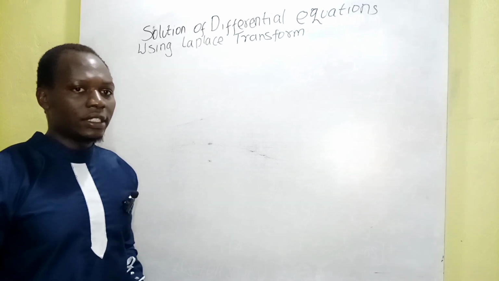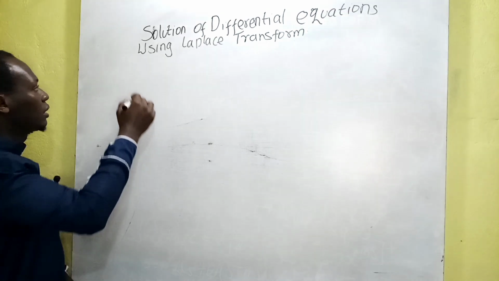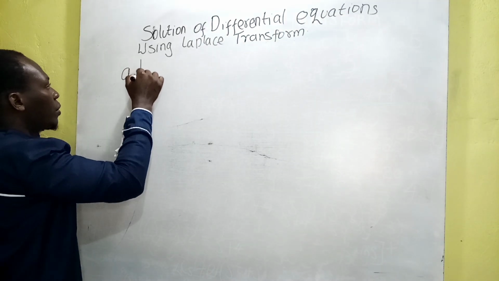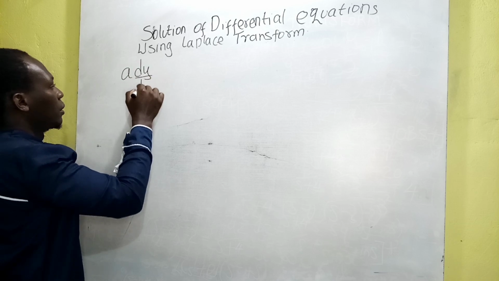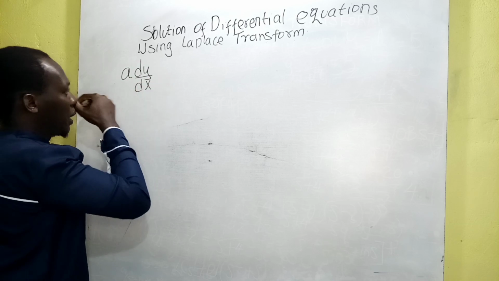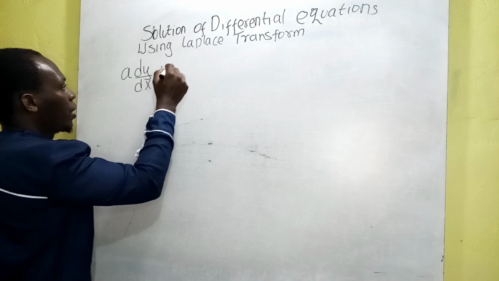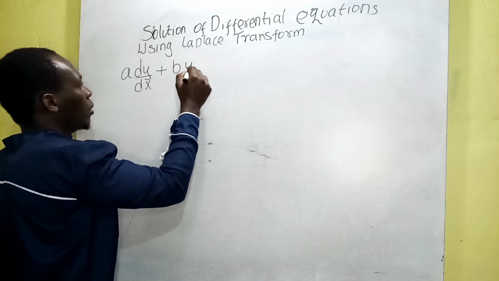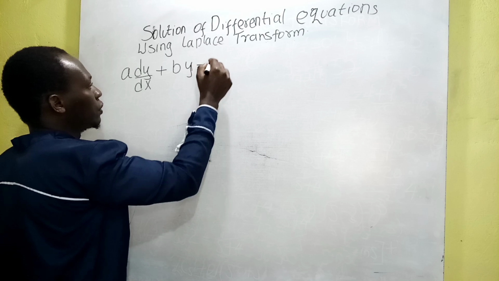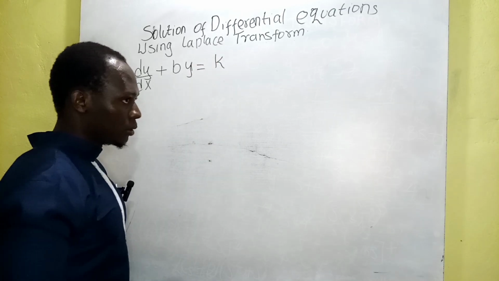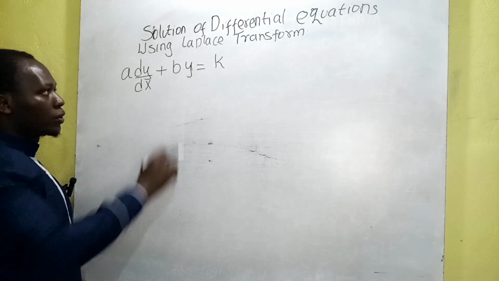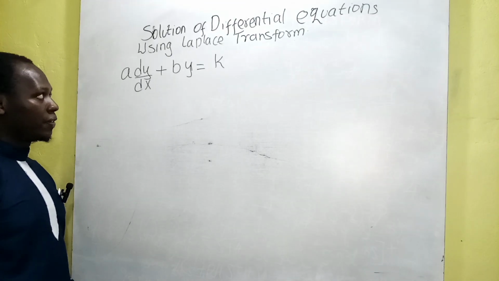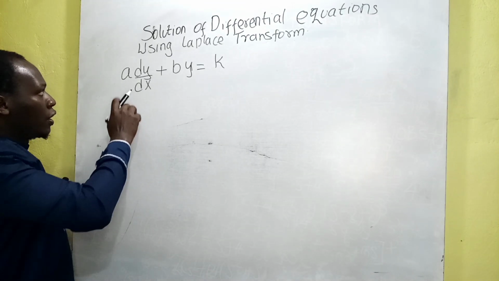We understand that an equation like this one, a dy with respect to dx, we add b y is equal to k, is being referred to as an ordinary differential equation.